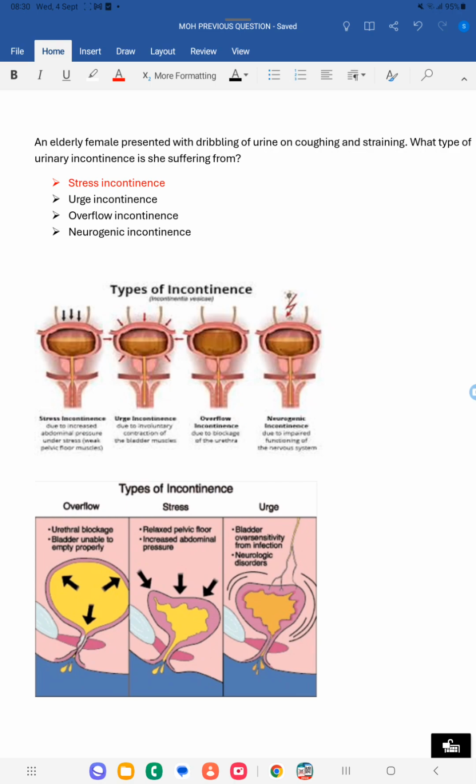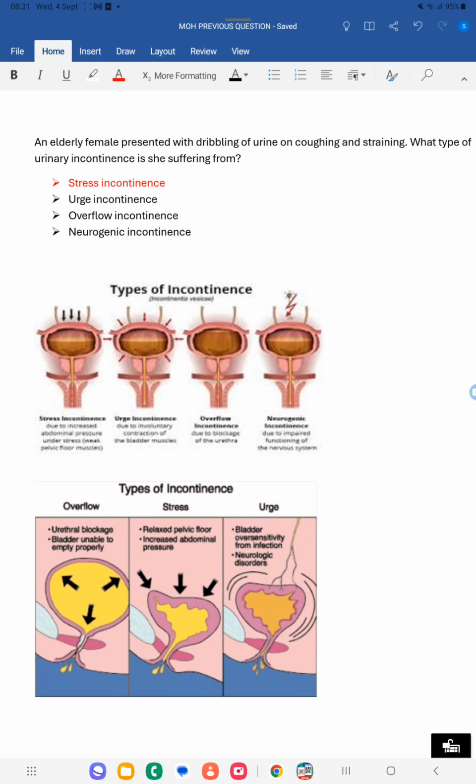Then neurogenic incontinence. Neurogenic incontinence is because of impaired function of the nervous system. If the nervous system is not functioning properly, improper impulses reach the urinary bladder, and that way sometimes they get excessive urination, and sometimes they do not get proper urination. Because of a nervous system problem, if you are getting excessive urination, that is called neurogenic incontinence.